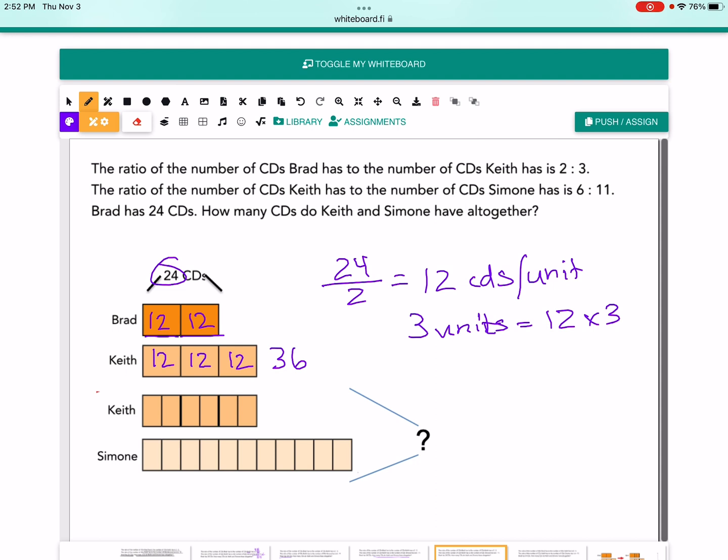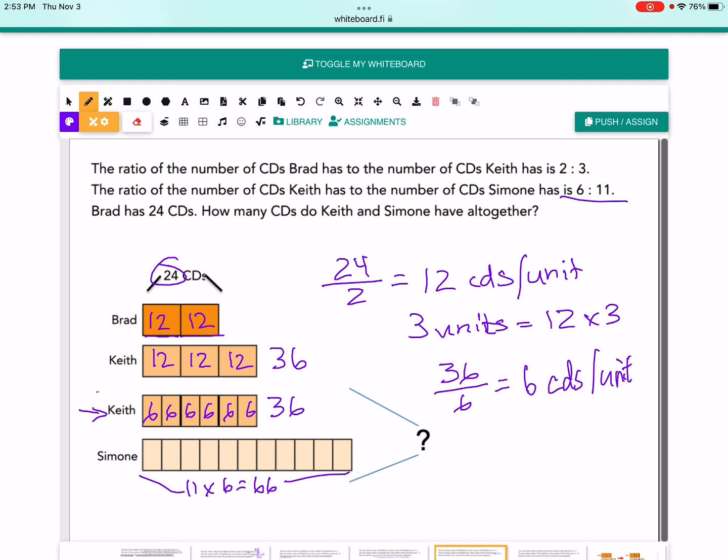if we know that Keith has 36 CDs, he has 36 CDs whether they're in relationship with Brad or in relationship with Simone. So in this case, we see that there are 6 units. So 36 CDs divided by 6 units gives us 6 CDs per unit in the bottom model. All right, so each of these little guys is 6. And we know that the relationship here was 6 to 11. That means that Simone has 11 units. 11 times 6 is 66 CDs, and that's how much Simone has in all.